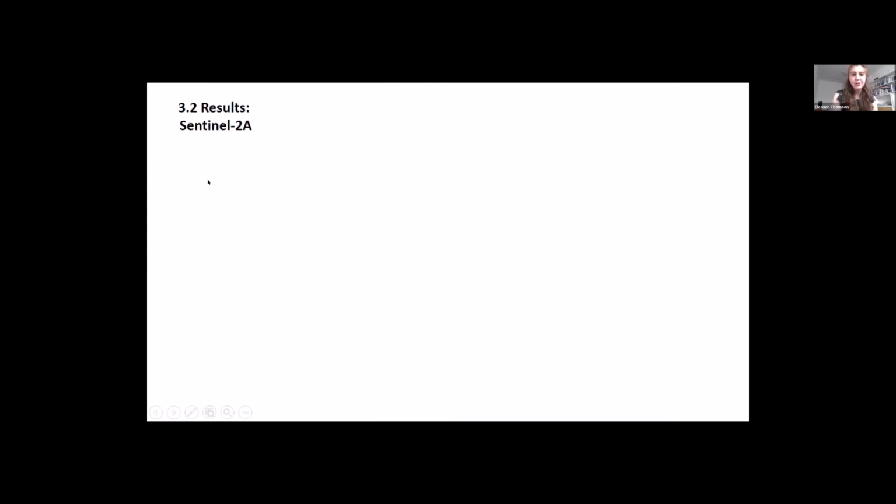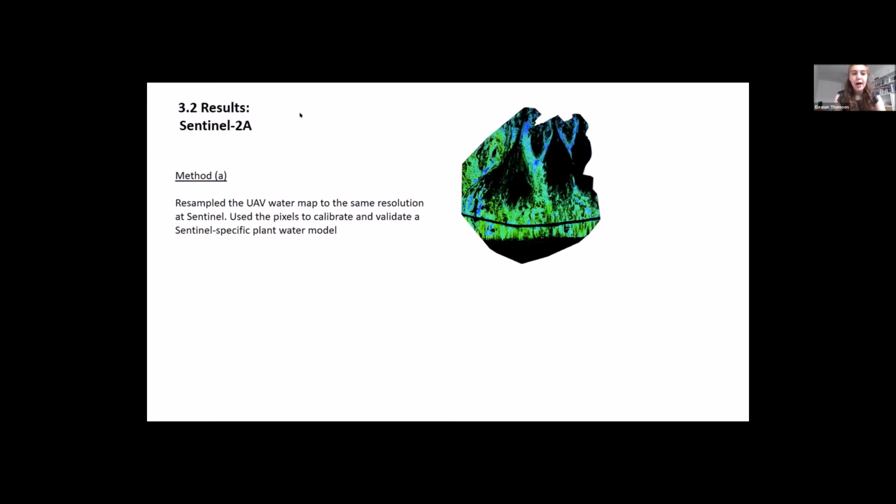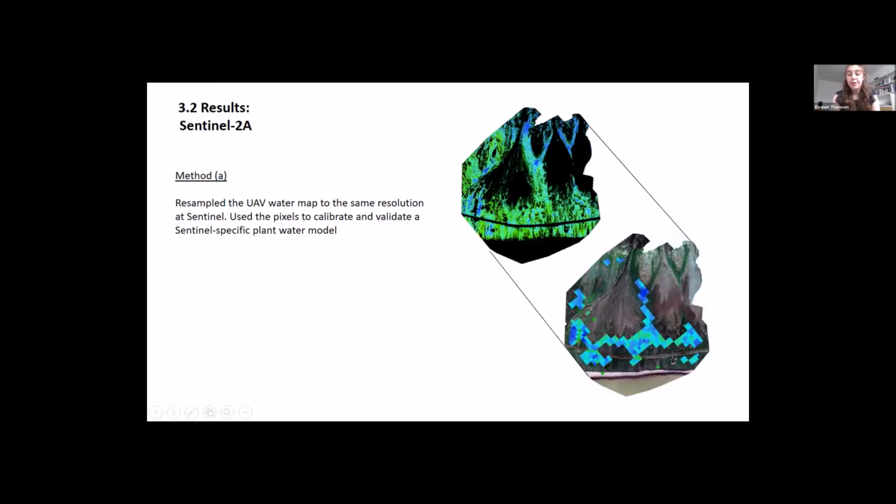And then scaling up to the Sentinel level, we use two methods here to try and upscale our water. So first of all, we took our water map, and this is our UAV created water map, and we resampled it to the resolution of Sentinel imagery. And we just used these Sentinel pixels to calibrate and validate exactly the same kind of model that we'd been using for the drone data. But this meant that we were calibrating and validating the Sentinel data directly.